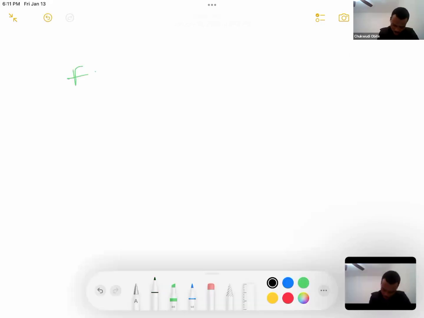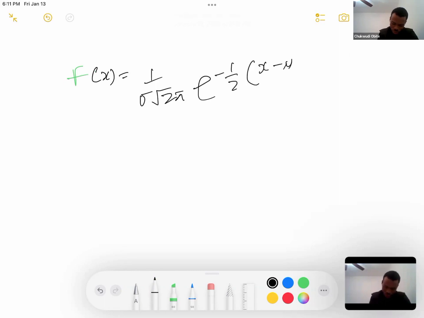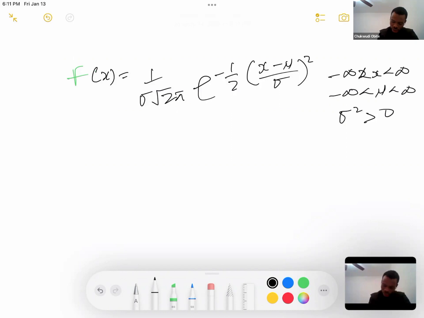Today I'll be teaching you how to look for the MGF, the moment generating function, of a normal distribution. We know that the f of x of a normal distribution is 1 over sigma square root of 2 pi e raised to the power minus half ((x minus mu) over sigma) squared, where x is going from minus infinity to infinity, mu is going from minus infinity to infinity, and sigma squared is greater than 0.